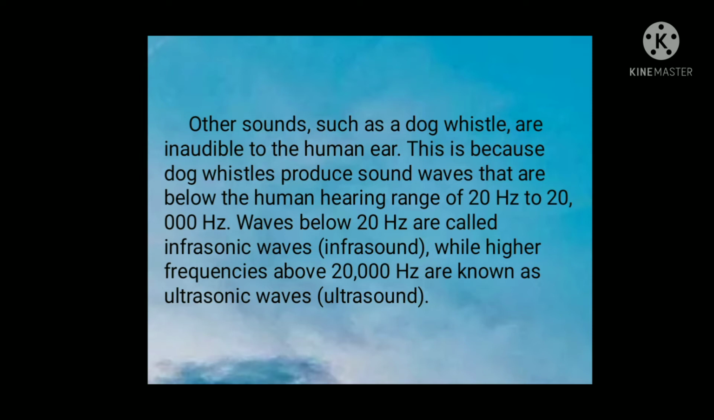This is because dog whistles produce sound waves that are above the human hearing range of 20 Hz to 20,000 Hz. Waves below 20 Hz are called infrasonic waves or infrasound, while higher frequencies above 20,000 Hz are known as ultrasonic waves or ultrasound.